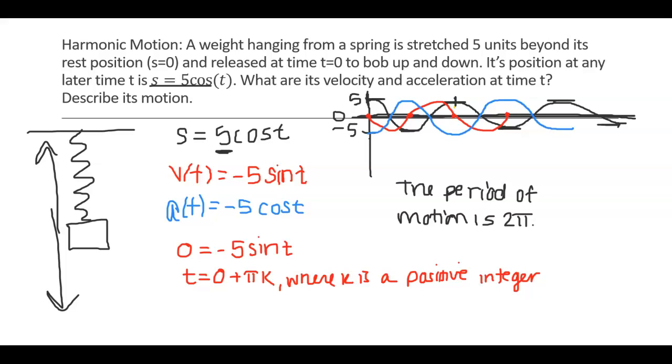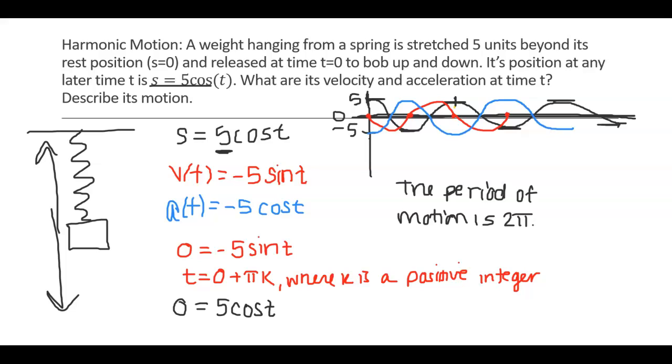When the red one is at 0, the weight's changing direction, which means it's at its negative 5 or 5. The velocity will be the greatest when the red curve is at a min or a max. So it will be when the black curve, which is position, is at 0. So the greatest speed or velocity will occur when position is 0.